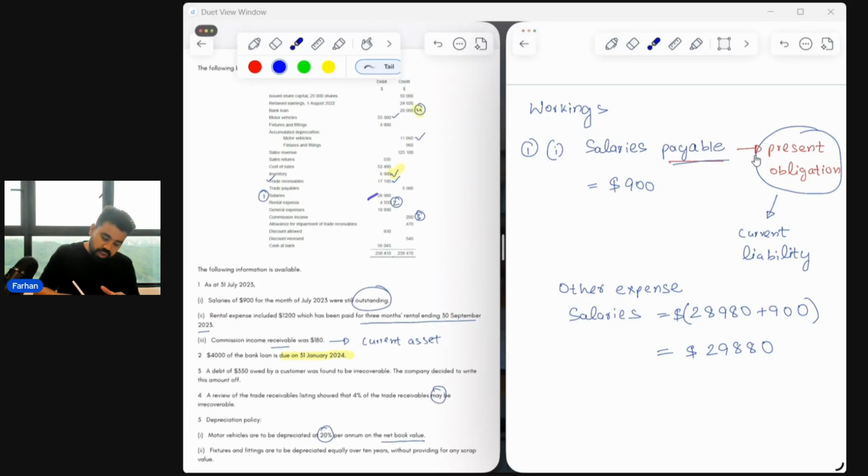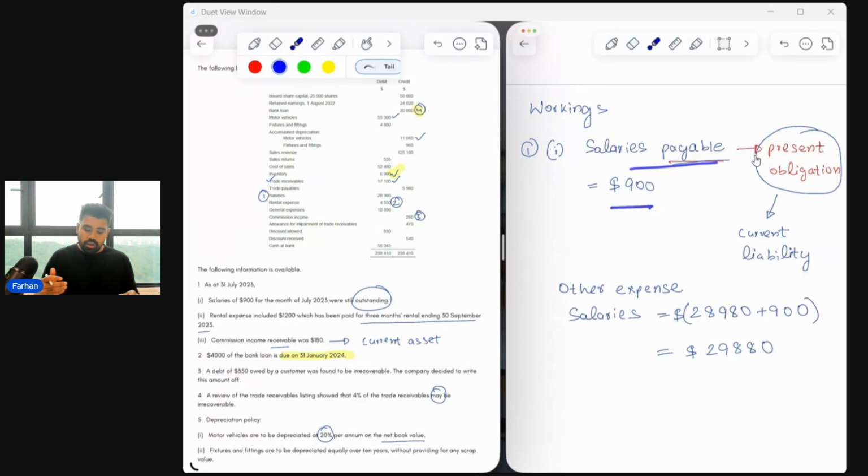As you can see, 28,980, which is referring to mainly the salaries paid, and then an additional $900 for salary expense incurred but not yet paid, which gives us a total salaries expense of $29,880. So this is the amount which you will report in the other expense section in the statement of financial performance. But in the statement of financial position, which is your balance sheet, you will show your current liability, and that current liability is the salaries payable of $900.